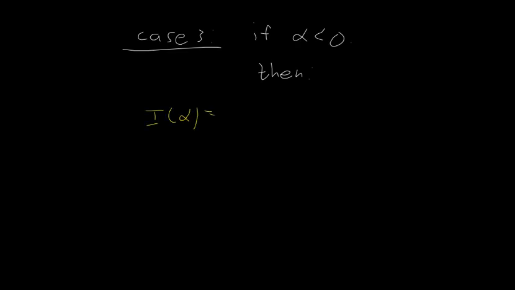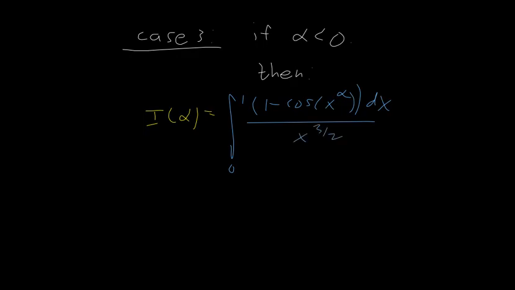Okay. Your I of alpha is going to blow up, right? So the integral from 0 to 1 of cos x to the alpha dx over x to the 3/2 blows up because of the singularity in the bottom. Okay. But this problem demands a certain split, right? A case by case split. So we're going to try this. Okay.